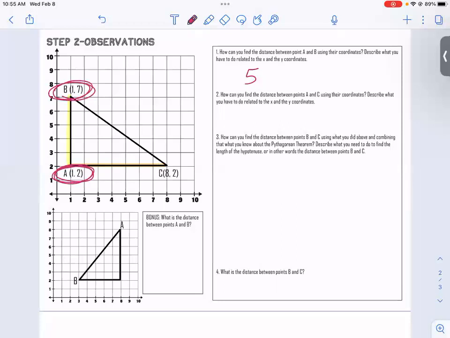Is there anything you could have done with these numbers to get 5? Oh, 7 minus 2 got us 5. Interesting. Okay. Now, how far is A from C?